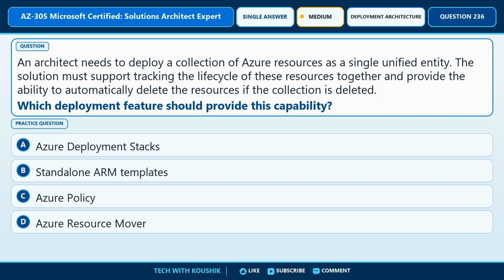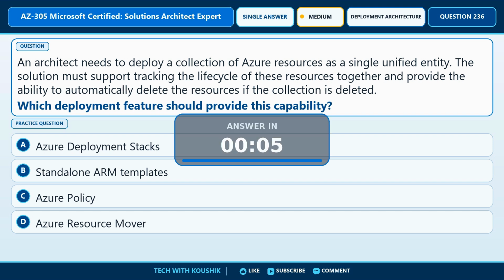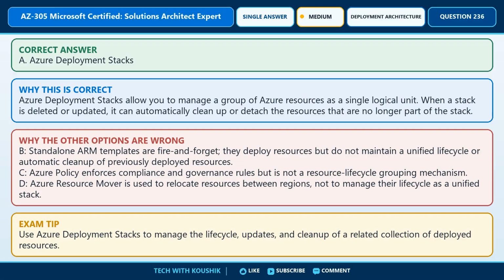Available choices. Choice A, Azure Deployment Stacks. Choice B, standalone ARM templates. Choice C, Azure Policy. Choice D, Azure Resource Mover. The correct answer is option A, Azure Deployment Stacks.